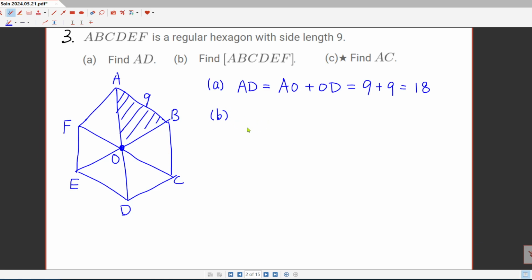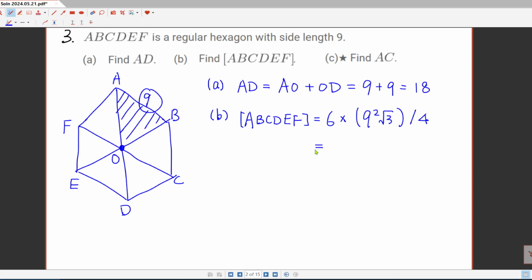So the area of the hexagon is the total of the area of all 6 equilateral triangles, or we could say the area of ABCDEF just equals 6 times 9 squared root 3 over 4. So note that if you know the side length of an equilateral triangle, it's very easy to find its area, right? There's a formula we can use to find this area.